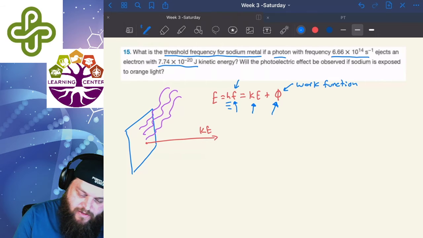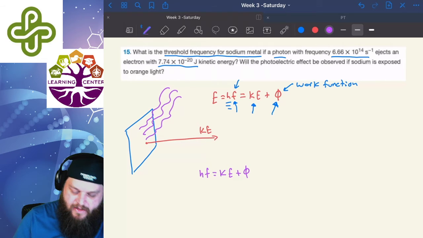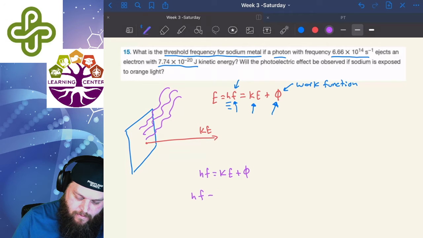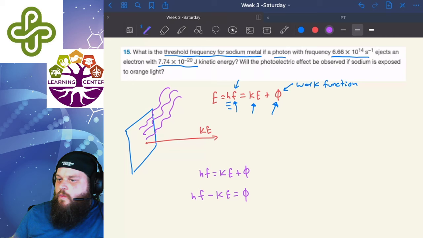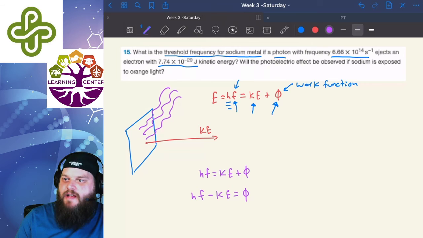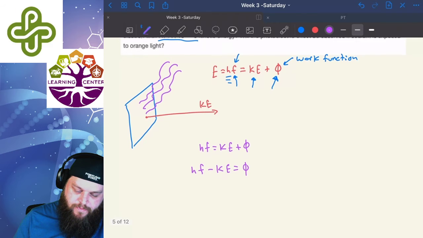So we can rearrange this equation. I said HF is equal to KE plus phi, the work function. We can just subtract KE from both sides. We have HF minus KE is going to be equal to that work function. So we can do that to solve for that work function. And that work function is going to be in energy, in joules. And we can utilize that to then say, well, what frequency of light is necessary that provides us with the same amount of energy as the work function? And then solve for that threshold frequency that they're talking about. So let's do that here.